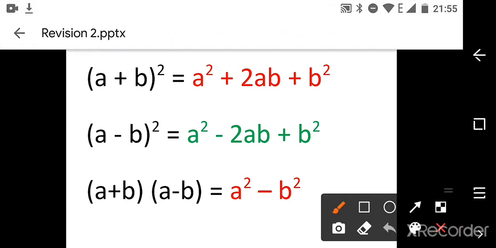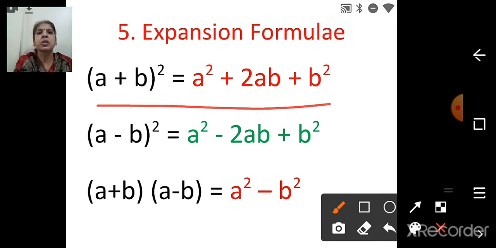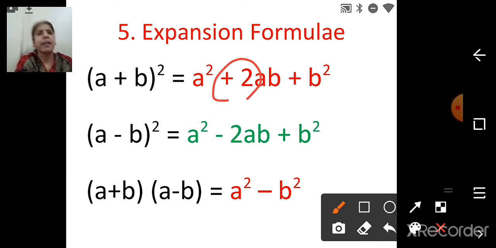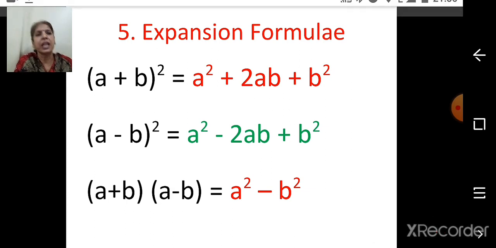The first important formula is (a plus b) the whole square. And what is the answer? (a plus b) the whole square is equal to a square plus 2ab plus b square. (a minus b) the whole square is equal to a square minus 2ab plus b square. So observe the formulas properly, children. What is the difference? The difference is of sign, the middle term sign. The next important formula is (a plus b) multiplied by (a minus b), or you can say the addition of two terms multiplied by the subtraction of the same two terms. It is equal to a square minus b square: square of first term minus square of second term.